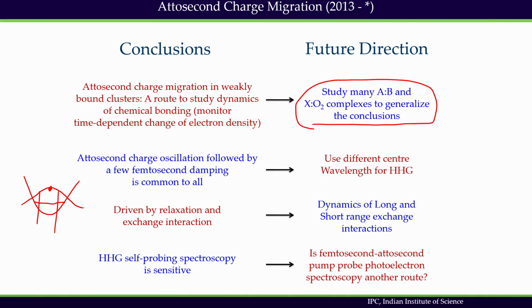So, this oscillation can be probed with the help of different center wavelengths for HHG. That is one conclusion we have made. Driven by relaxation and exchange interactions, we have seen that this charge migration between these two weakly bound species is driven by relaxation and exchange interactions, and because of that, one can think of studying the dynamics of long and short range exchange interactions. These are very important for cold chemistry.